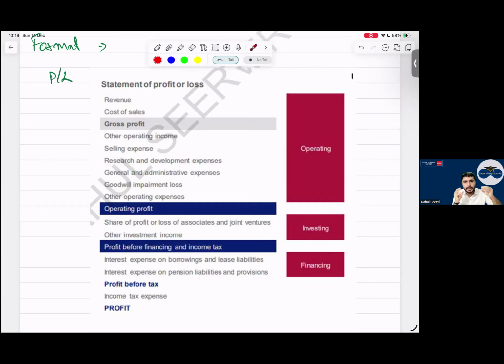If you know a little bit basic of cash flow, in cash flow we have operating, financing, investing. The same thing is also in P&L now.